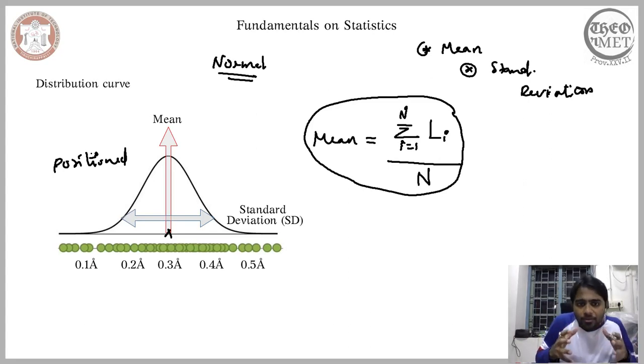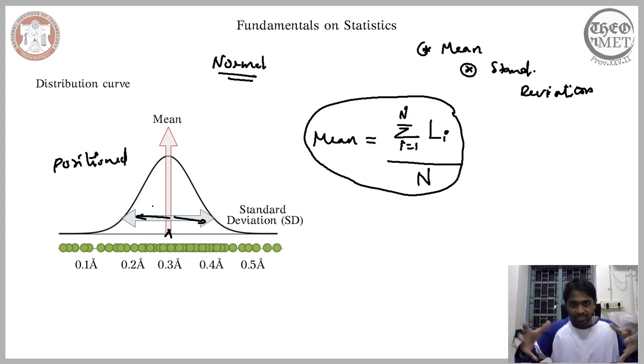Now, while the mean talks about the position of this particular normal distribution curve or the Gaussian distribution curve, what the standard deviation talks about is the spread of this particular curve. So the mean talks about its position, the standard deviation talks about its width or its spread, how much this particular distribution curve spreads. That is quantified by the standard deviation.